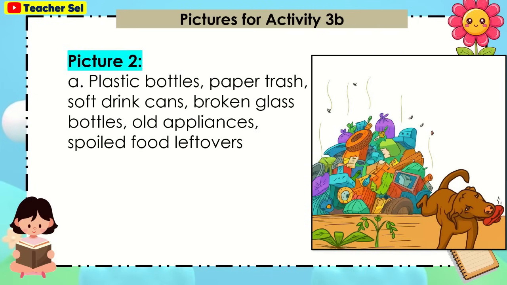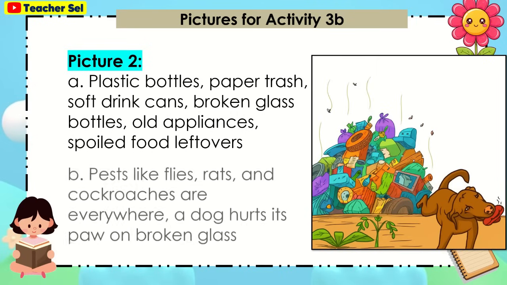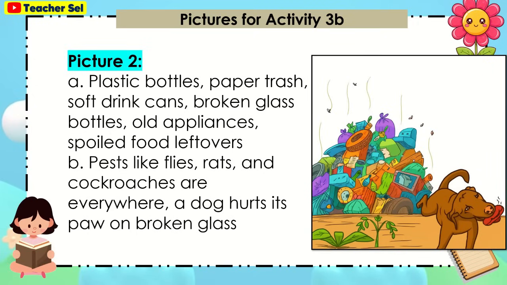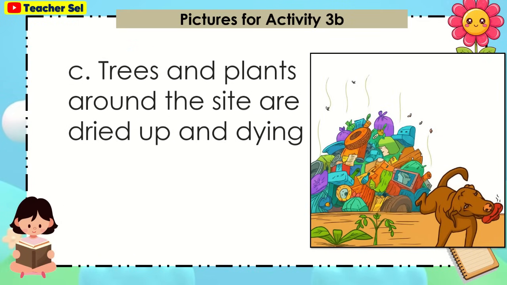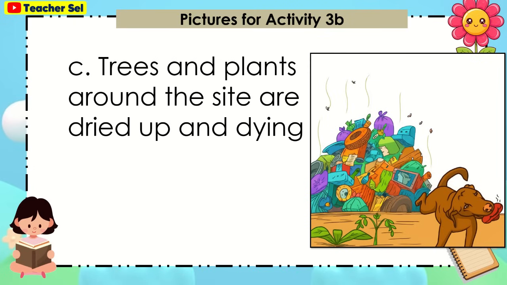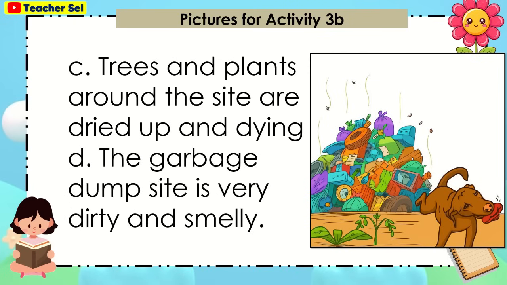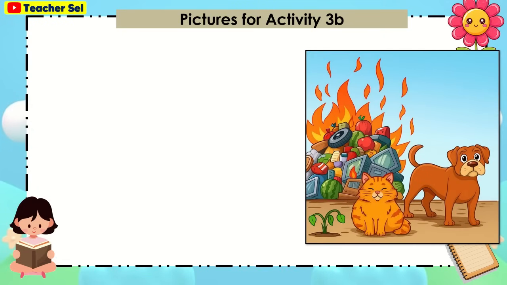For picture 2, plastic bottles, paper trash, soft drink cans, broken glass bottles, old appliances, spoiled food leftovers. Pests like flies, rats, and cockroaches are everywhere. A dog hurts its paw on broken glass. Trees and plants around the site are dried up and dying. The garbage dump site is very dirty and smelly.